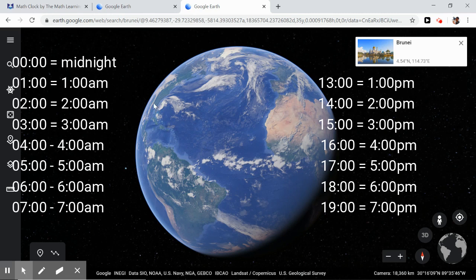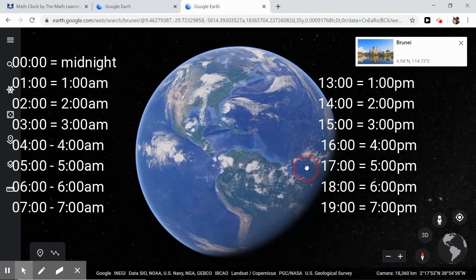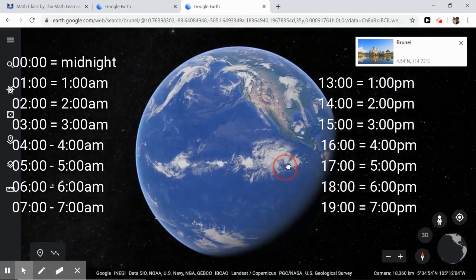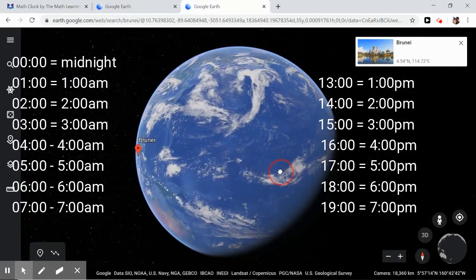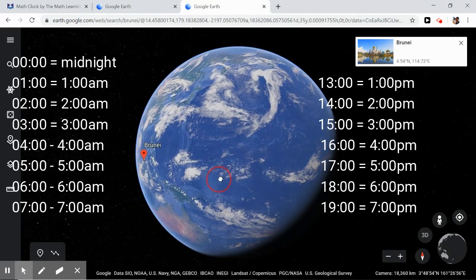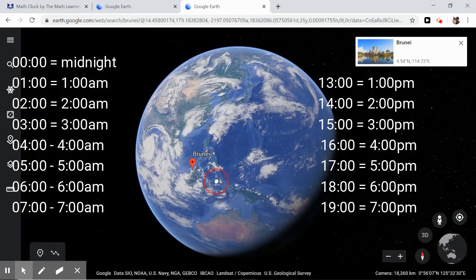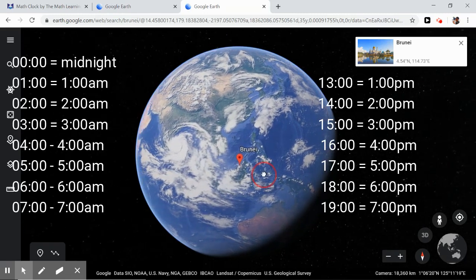So now it's midnight. And right now it's the start of a brand new day. So now it's a.m. So now it's 1 a.m., 2 a.m., 3 a.m., 4 a.m., 5 a.m. Now it's probably about 6 a.m. and we should see Brunei coming around the corner. There we go. 7 a.m., 8 a.m., 9 a.m., 10 a.m., 11 a.m., and then it goes to 12 p.m.